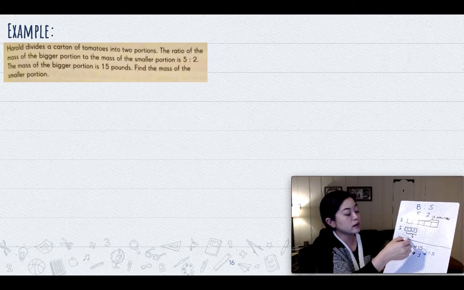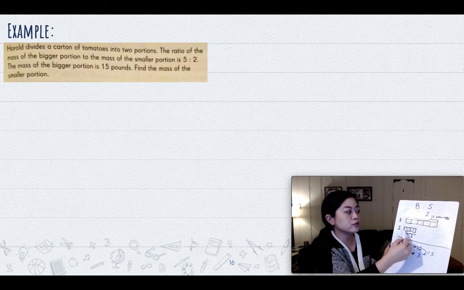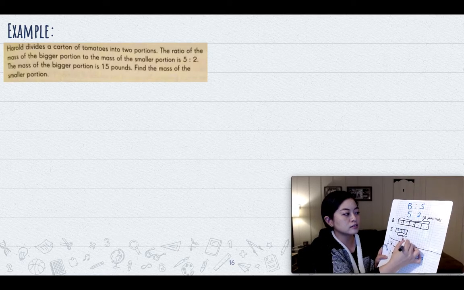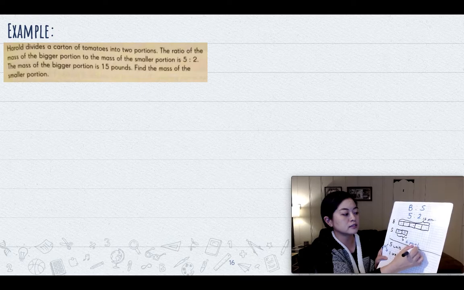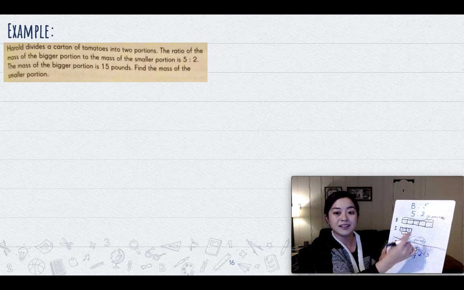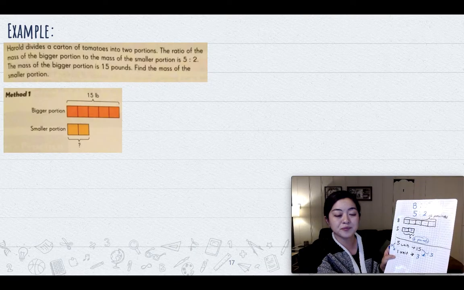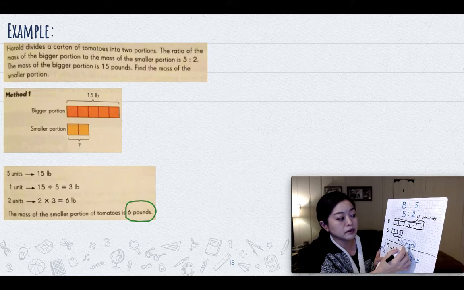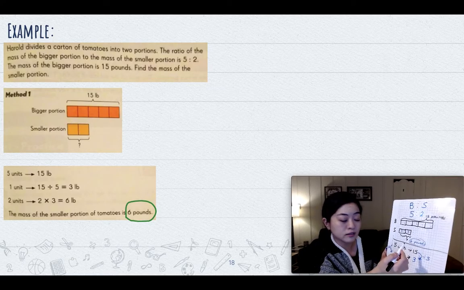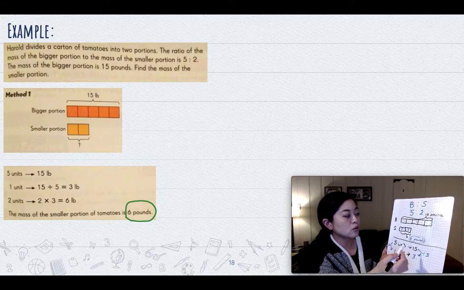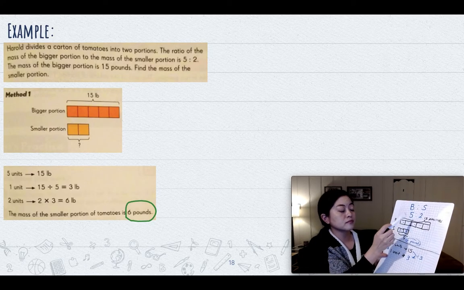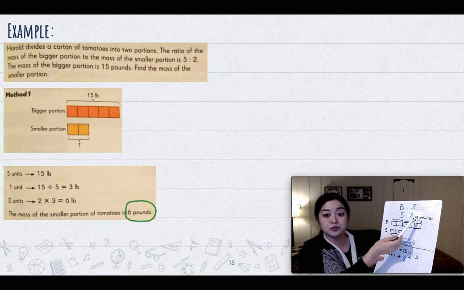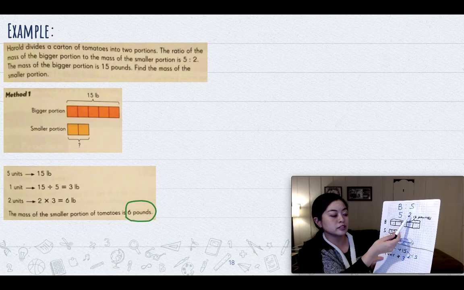So how many pounds is the smaller portion? You can do 3 plus 3 or 3 times 2 or 2 times 3, which is 6. It's 6 pounds here, and that's the answer right there. Okay, and that's what they did. All right, but there's another way that we can set this up. Okay, so we're given the simplified form, 5 to 2, 5 groups to 2 groups here.